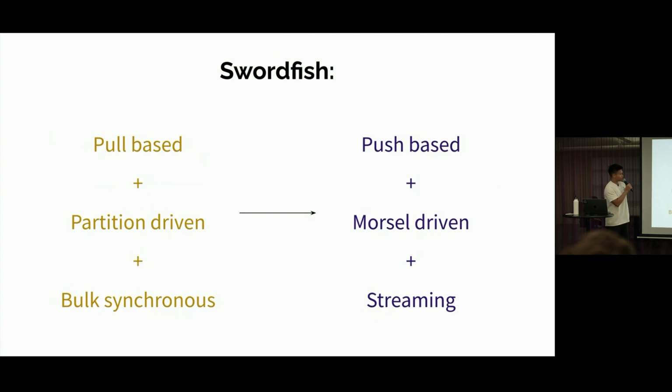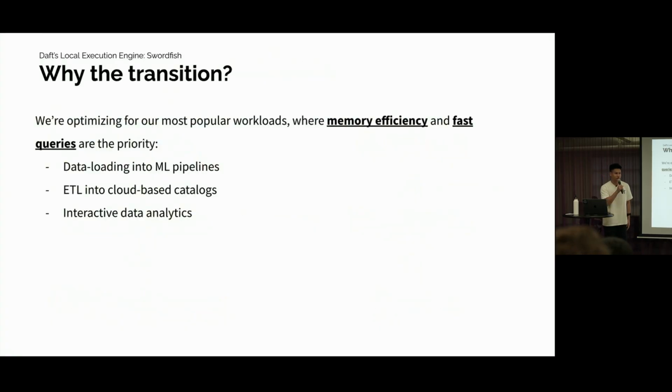We're transitioning from a pull-based, partition-driven bulk synchronous model to a push-based, morsel-driven streaming model. Why? We're optimizing for our most popular workloads, where memory efficiency and fast queries are the priority. Things like data loading into ML pipelines, ETL into cloud-based catalogs, and interactive data analytics. In these types of queries, we never really need to materialize data in memory. It's always streaming from an input, streaming back to another output. And we really need fast queries. For interactive data analytics, you could be reading large amounts of data in S3, but only returning small amounts of data. And we need a streaming execution engine to support fast queries for that.